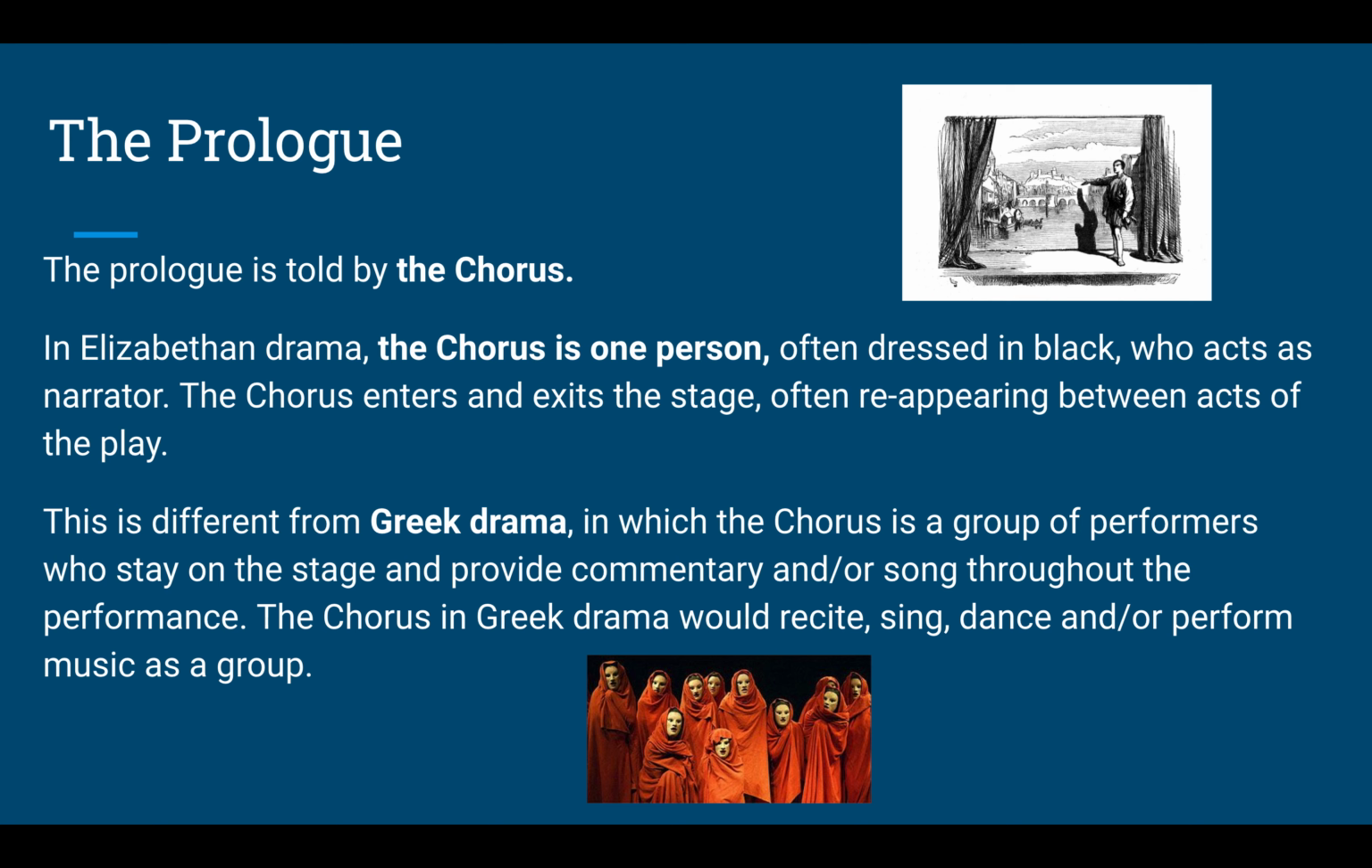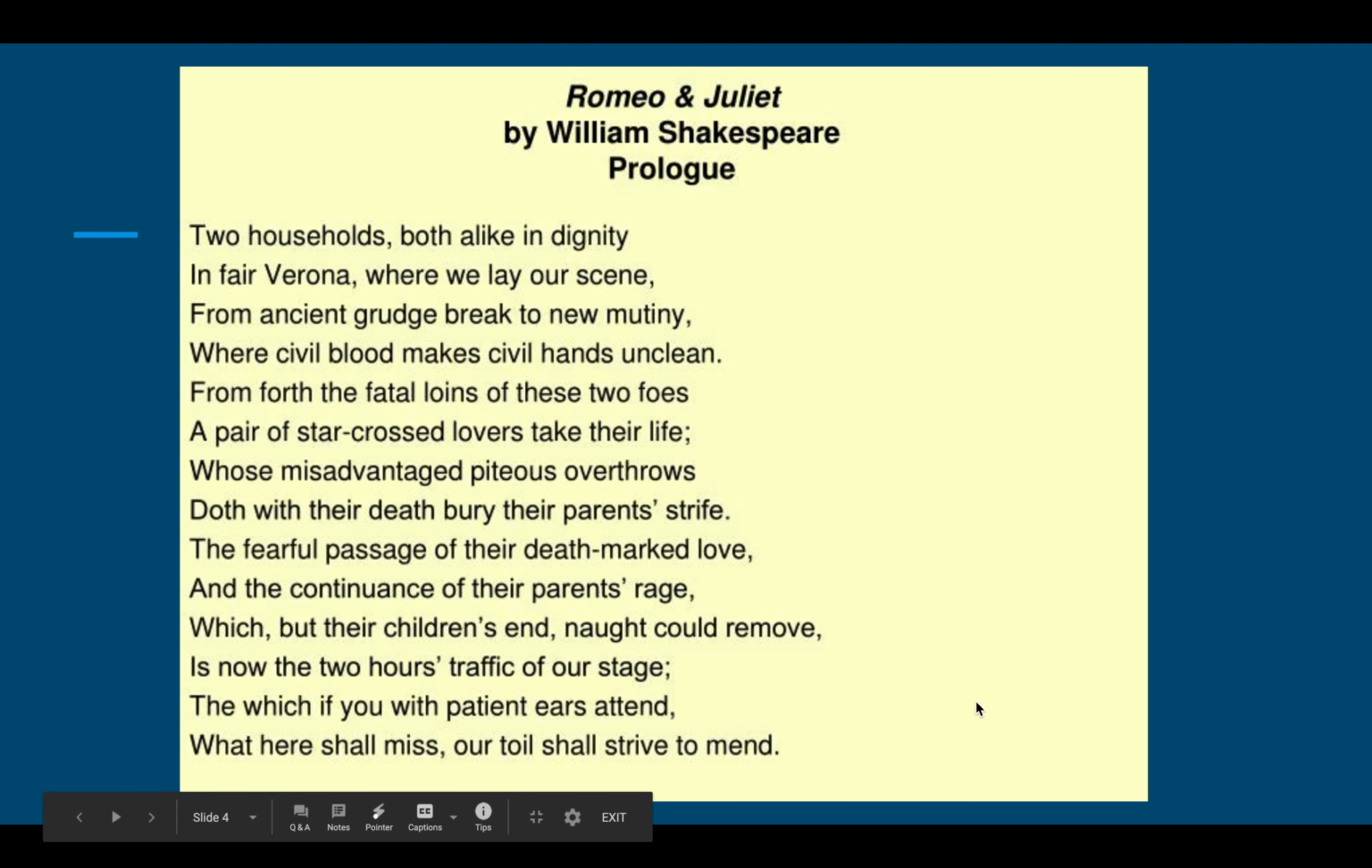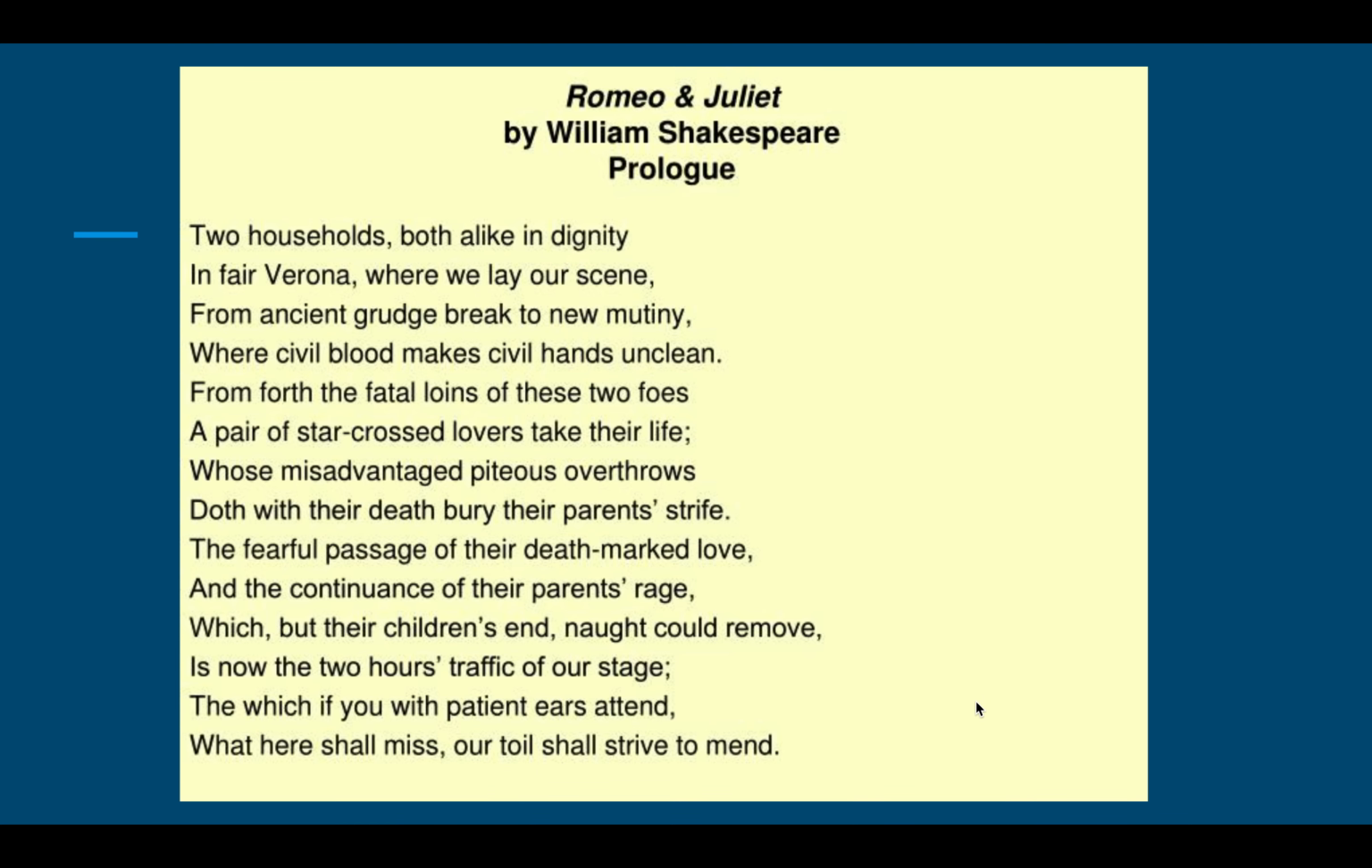So you can imagine one person maybe coming out and explaining the setting and the conflicts and that sort of thing in Romeo and Juliet. All right, so here we have, once again, the text to the prologue of Romeo and Juliet. We've already mentioned that it's in the form of a sonnet, so that it's divided up into quatrains. So there's the first, the second, the third, and the couplet. So you've got 3 quatrains and 1 couplet.